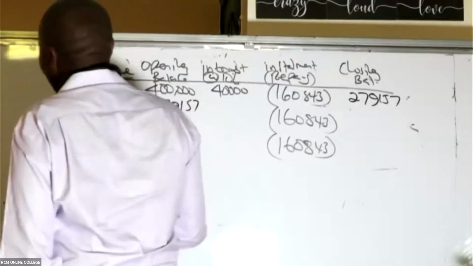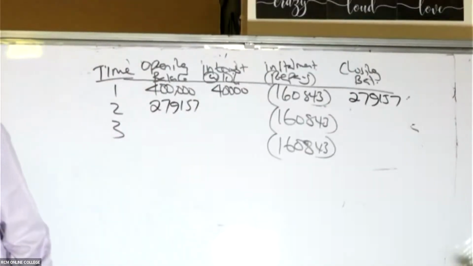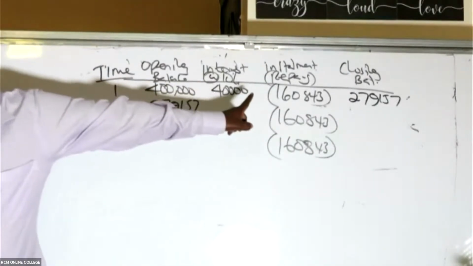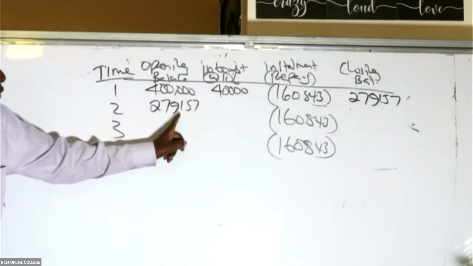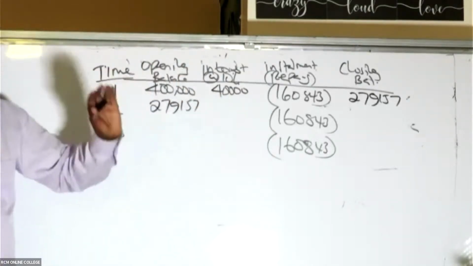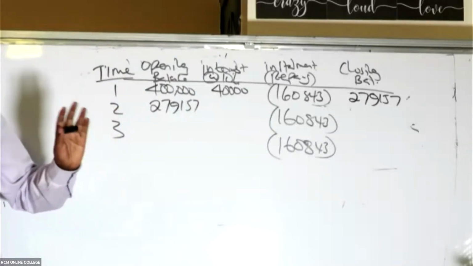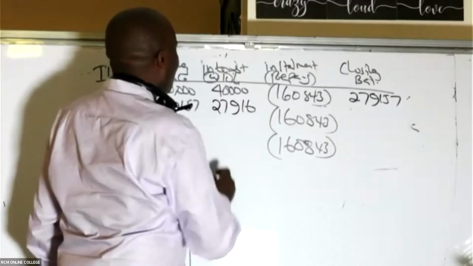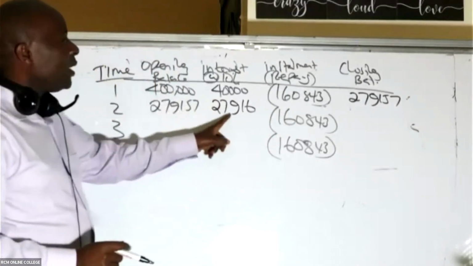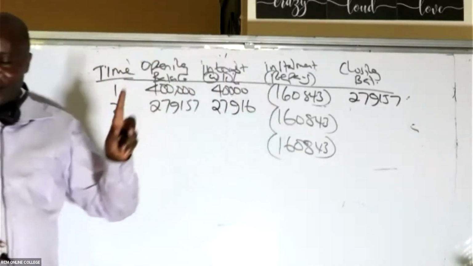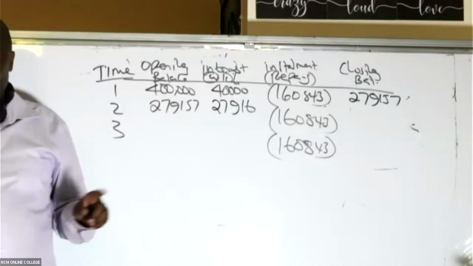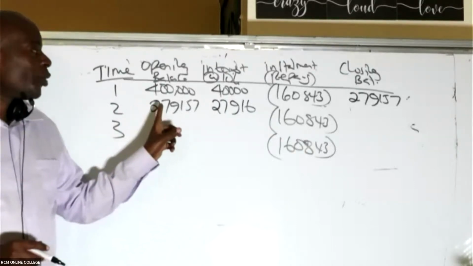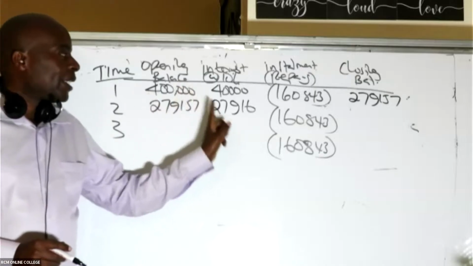279, 157. Let this figure earn interest. 10% of it. Just give me a whole number. Hilda has given me 27,916. So take this plus this minus this. Abracadabra. So we have here the closing balance for year number 2.